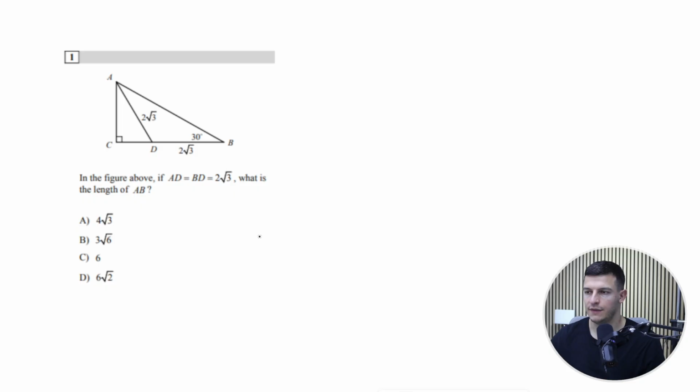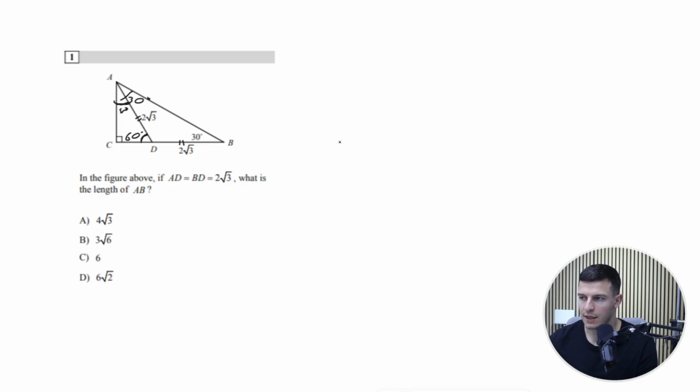In the figure above, if AD is equal to BD, and that's equal to 2 square root of 3, what is the length of AB? So what do we know? We know this is 30 degrees, and we know these sides are equal, which means this is also 30 degrees, right? So if this is 30 degrees, then by the external angles theorem, this is going to be 60 degrees, and this part right here is going to be 30 degrees. So we just found all the angles that we need.